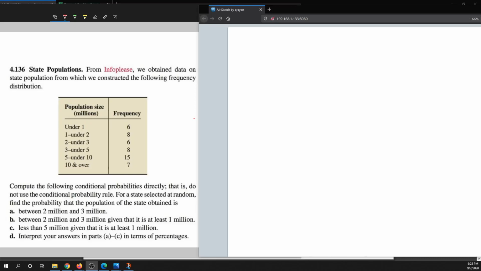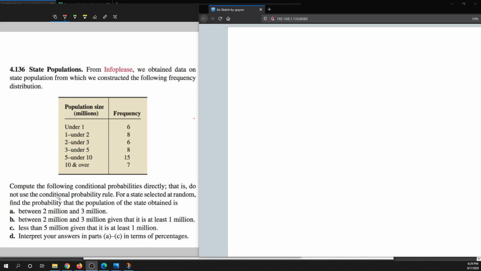All right, in this video, we are going to work through problem 4.136 out of our book. It says, state populations. From info, please, we obtained data on state population from which we constructed the following frequency distribution. All right, so we have population size in millions over here, and then the frequency.